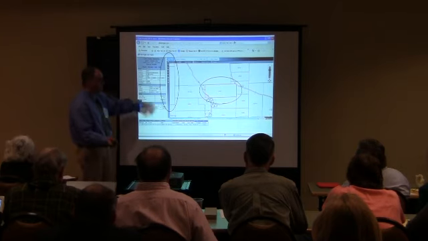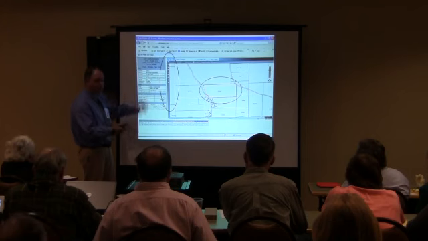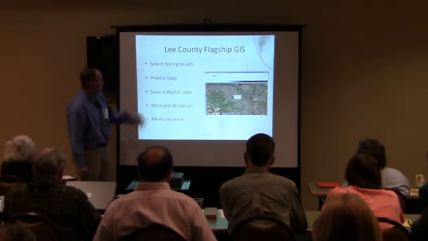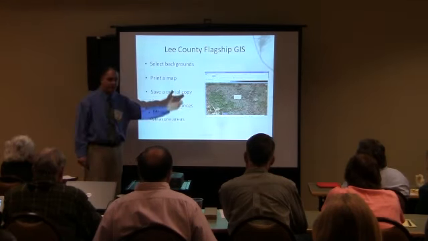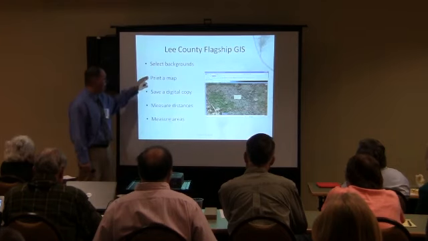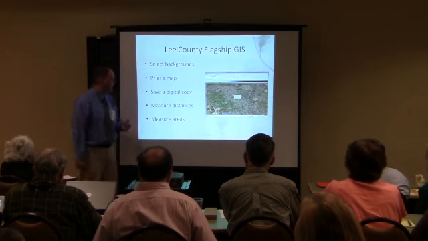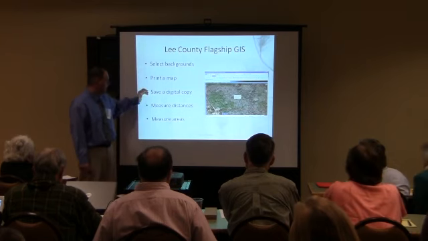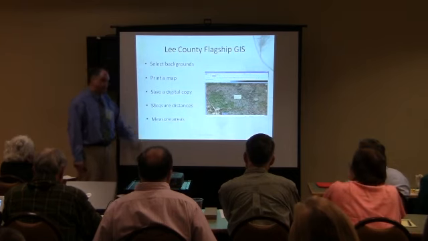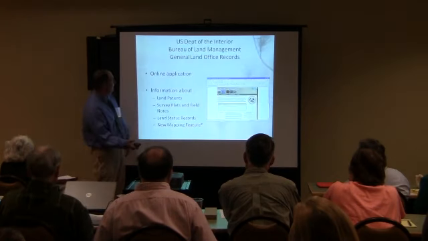So instead of doing the tabular search, you can just search here and get the map too. You can select the backgrounds. You can actually turn on an aerial photo. You can print a map. Again, pretty professional maps, with a scale. You put information in and save a digital copy. It will give you the ability to measure distances and areas.